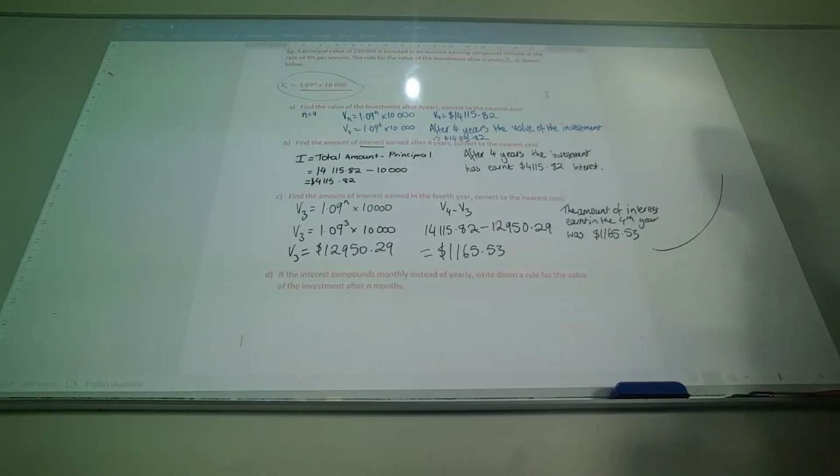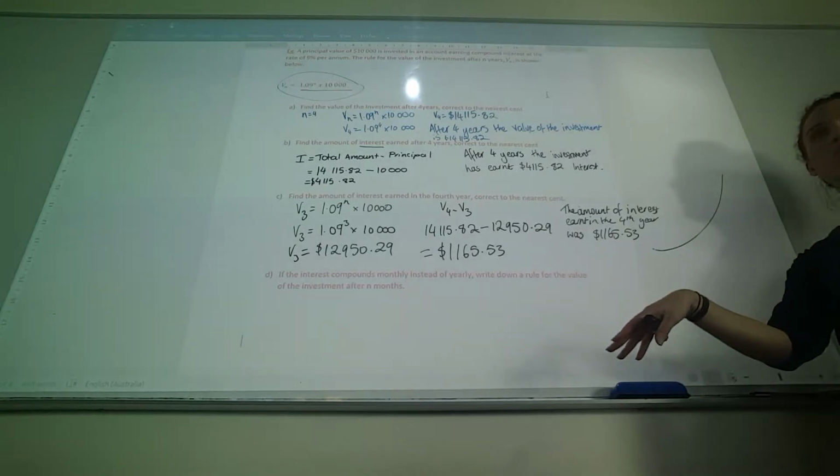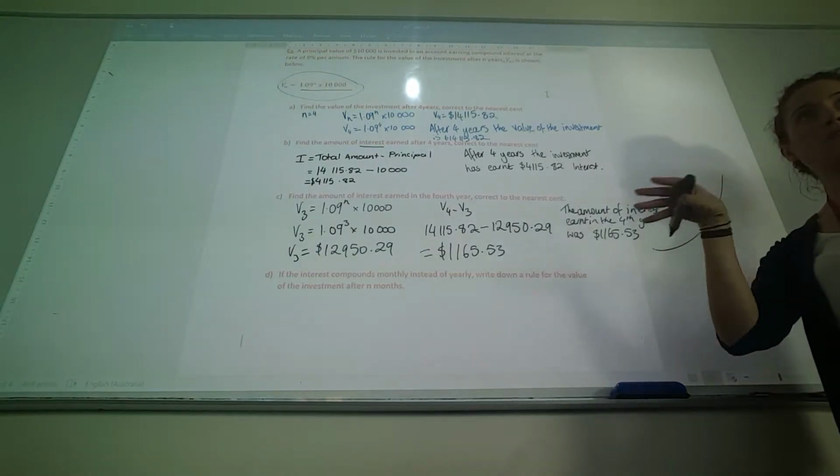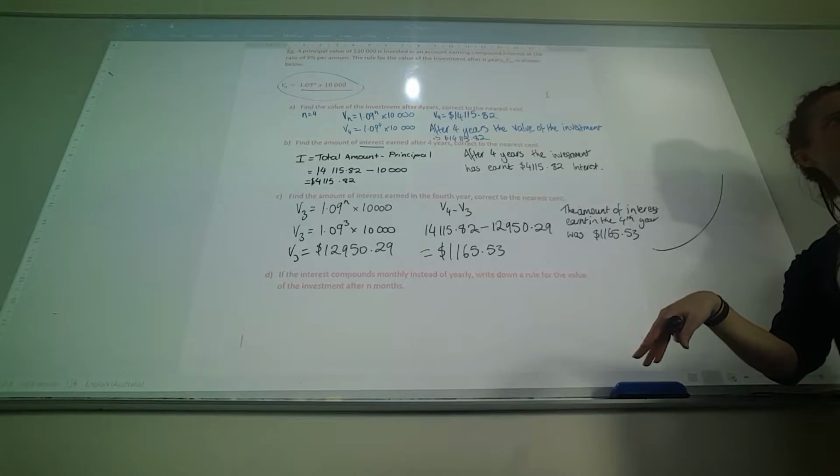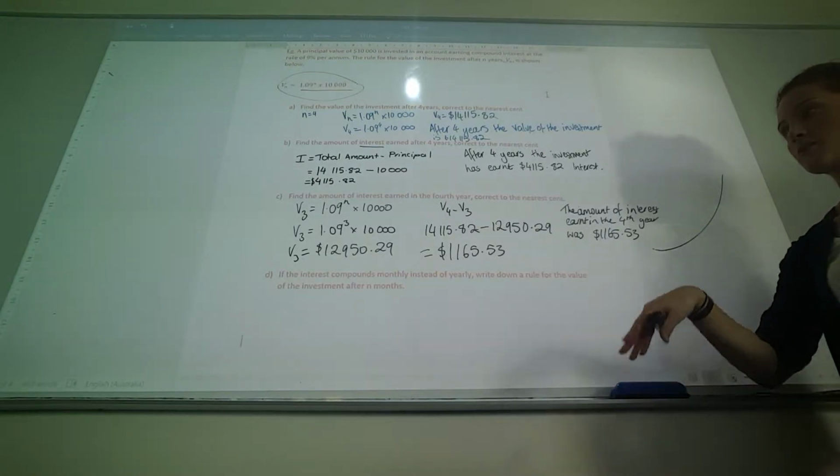Any questions? All good? Cool. So the next one: if the interest compounds monthly instead of yearly, write down a rule for the value of the investment after n months. So this is when we go back to what we learnt last lesson.